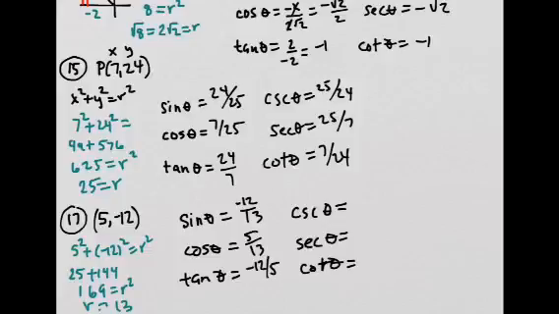We're going to take the reciprocal of these three. Cosecant would be negative 13 over 12. Secant would be 13 over 5. And cotangent would be negative 5 over 12.